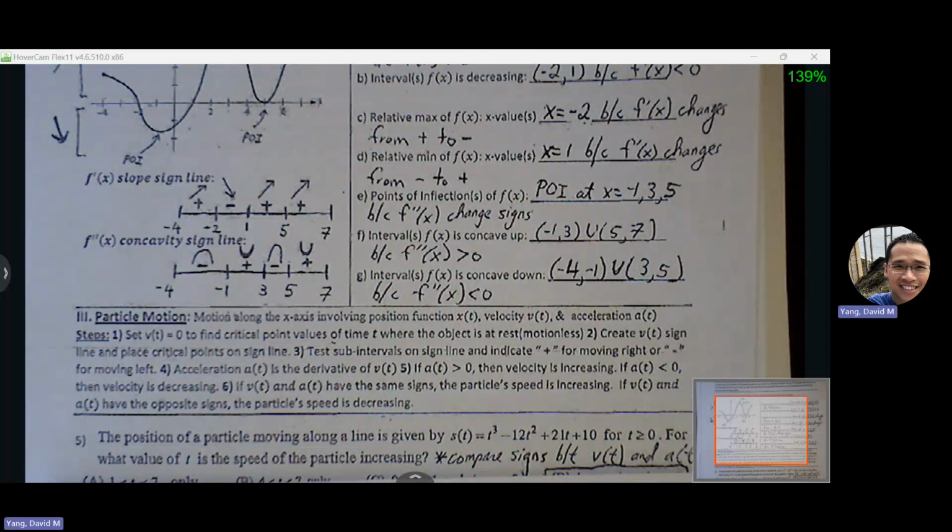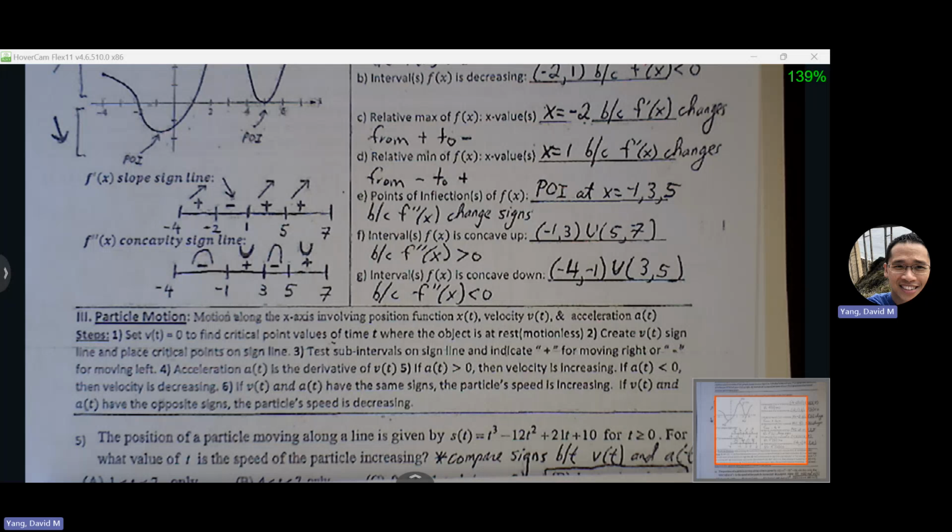Number 5, position of the particle moves along a line is given by S of t, for t greater than or equal to 0. So we're only looking at t values to the right of 0. For what values of t is the speed of the particle increasing? So increasing speed is where we compare signs between velocity and acceleration.